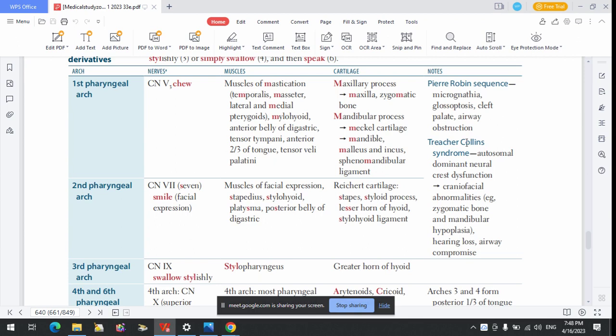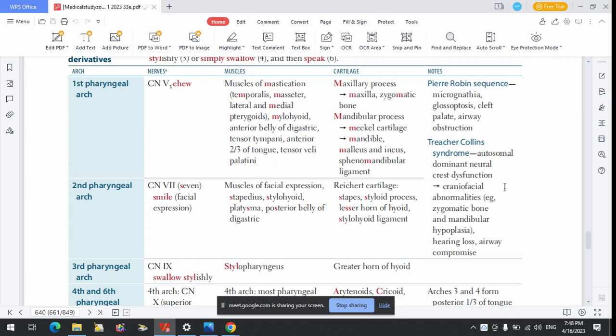Okay, all right. So Treacher Collins syndrome is due to an autosomal dominant problem with neural crest dysfunction. You guys remember that the neural crest is involved in the formation of the skull bones. So that means that if the neural crest fails to migrate into this arch, you have abnormal formation of this bone.